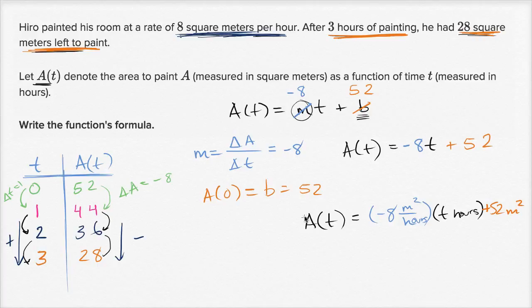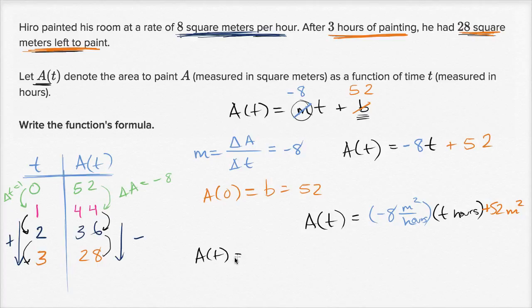Now there's other ways that you might have wanted to tackle this. You might have immediately said, hey, look, my rate of change is 8 square meters per hour. Now you have to be very careful there. You might have said my rate of change is positive 8 square meters per hour, but A is not how much he's painting, it's how much he has left to paint. So his amount left to paint is decreasing at 8 square meters per hour.